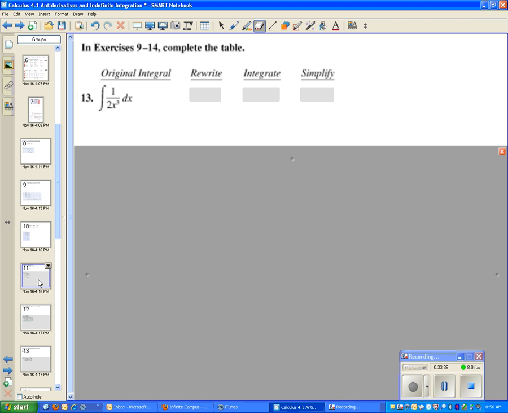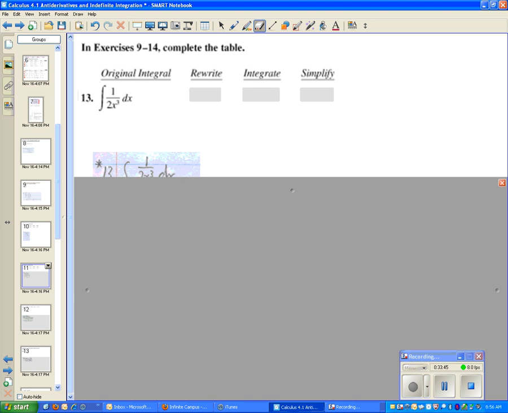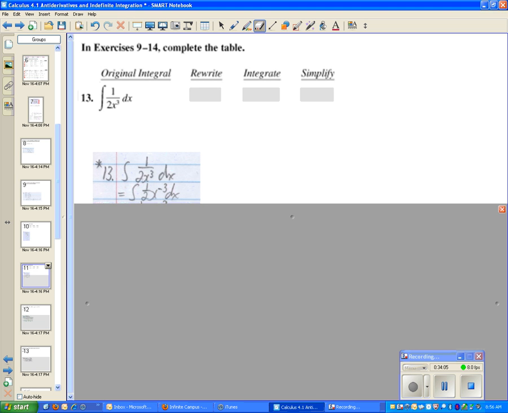13. We need to rewrite this one too. Now, we just got through talking about how we can't handle the x being in the denominator. So I know I need to make that an x to the negative 3. But be careful. The 2 stays in the denominator. Okay? Don't move the 2 with it. Only take the x to the negative 3. So rewrite that as the integral of 1/2 x to the negative 3 dx.